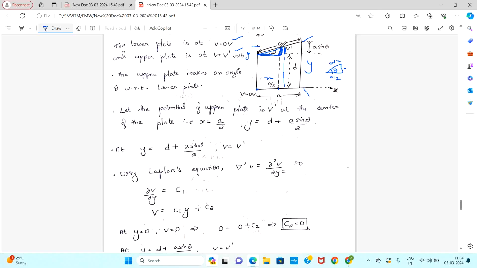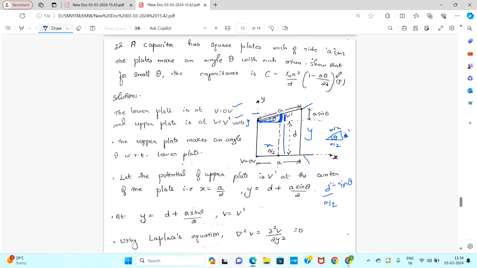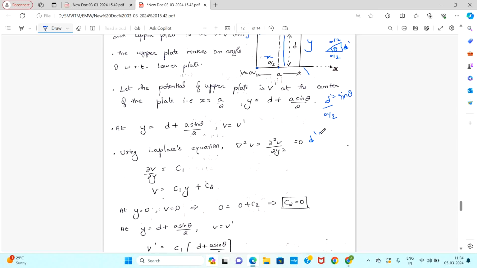Half of it. If it's the middle, then this portion will be half. Your hypotenuse is this, and this is the opposite. Let me call it d dash. So d dash can be written as, if I take opposite by hypotenuse, d dash by a by 2 is sine theta. I'll tell you later why I'm taking sine theta, because I need this theta value here. So d dash is going to be a by 2 sine theta.